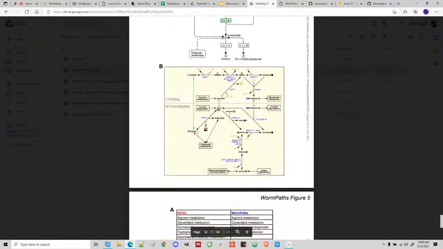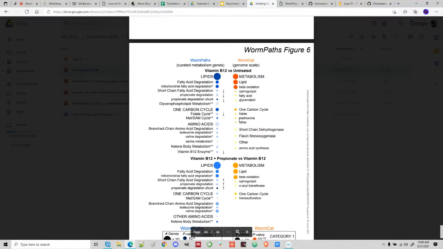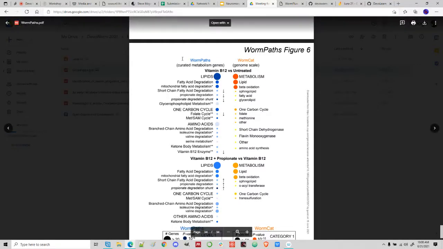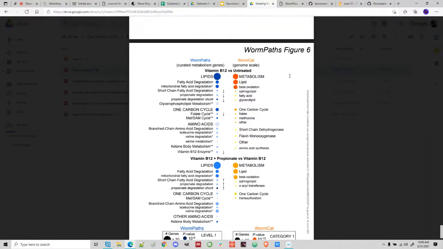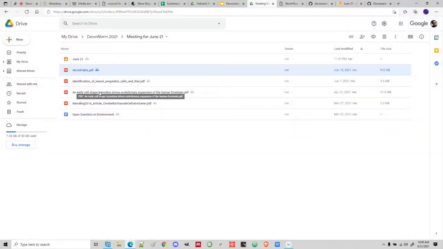So this is how they're visualizing this. And then they have this figure here where they're comparing WormPaths, which is curated metabolism genes, with WormCat, which is going on at the genome scale. And so they're making this comparison between these two models. So that's a very quick tour into that world. That's a new tool that's just come online.